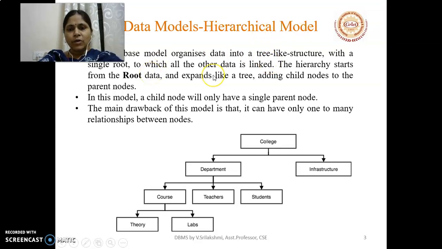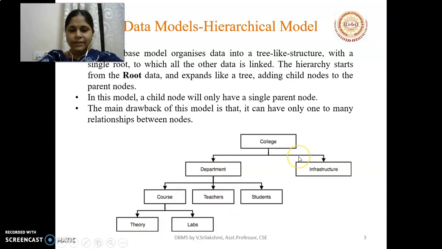The hierarchical model, as we can see, is like a tree structure. This model organizes the data into a tree-like structure with a single root to which all the other data is linked. The hierarchy actually starts from the root and expands towards the branches and finally to the leaves.